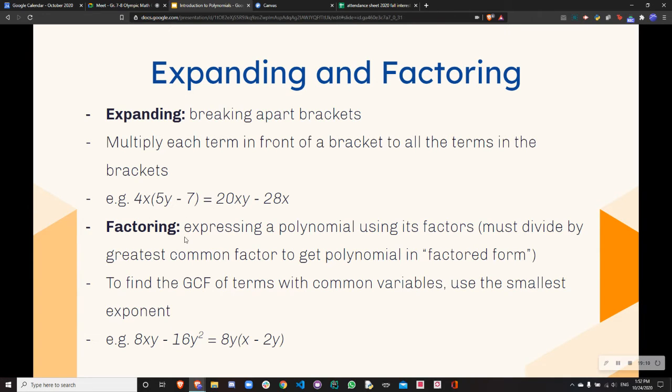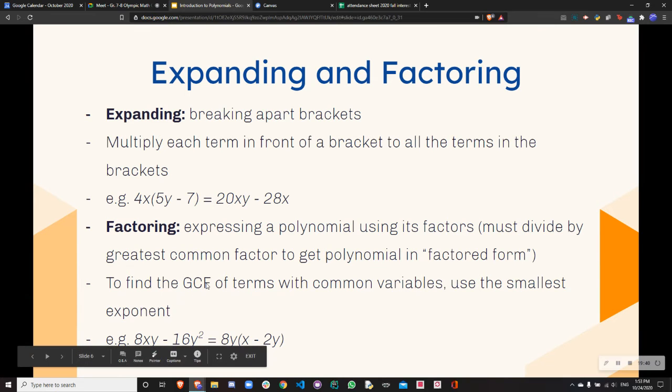Now, factoring is the opposite of expanding. It's like putting an expression back into brackets. But a better definition would be to express a polynomial using its factors. And to factor a polynomial as much as you can, you have to divide all the terms by the greatest common factor. And this is how you get the polynomial in its factored form.